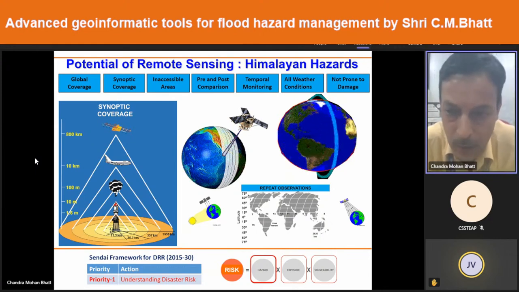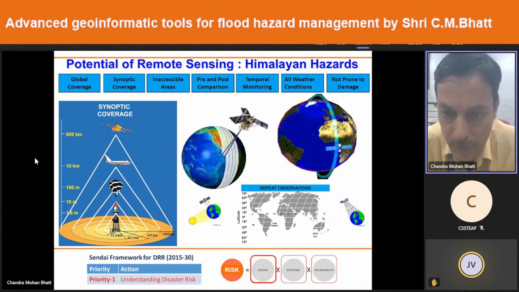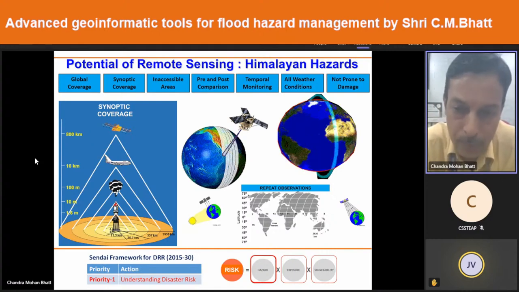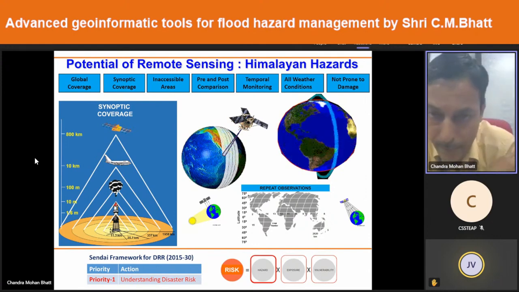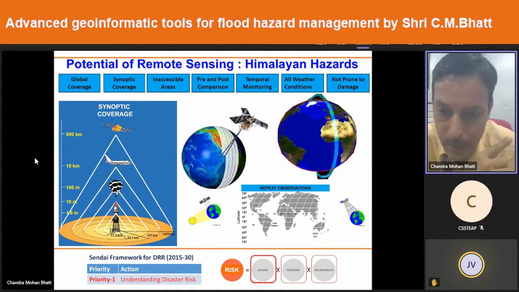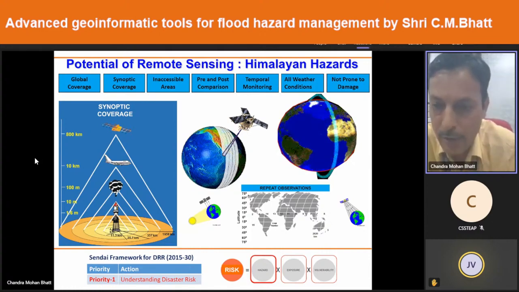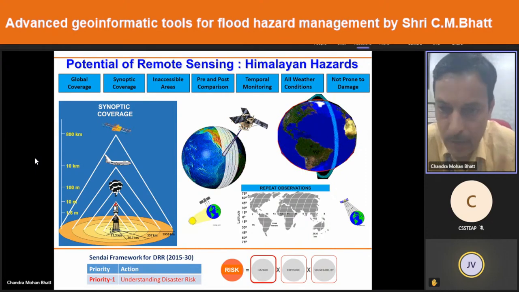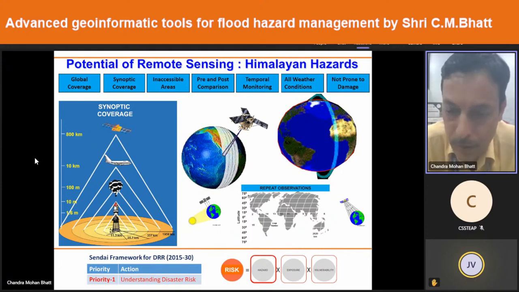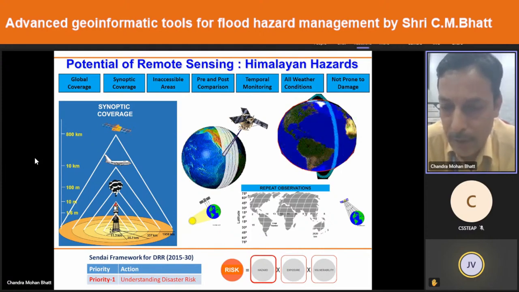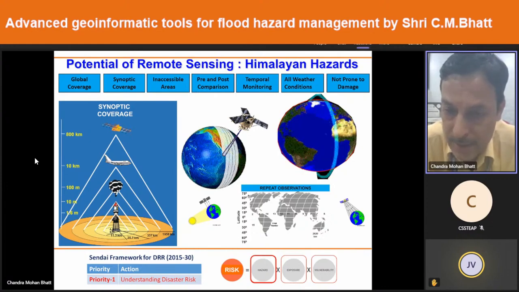That means these satellites are orbiting the Earth, so they take the picture when there was no flood, and they also give you the picture when there was flood. So they help in temporal monitoring. That means you can have a picture today, tomorrow, and the day after tomorrow of how the flood is progressing or receding. It allows you to map the earth in all weather conditions. That means you can map the floods whether there are clouds or no clouds. In unfavorable conditions also, you can map the extent of flooding.